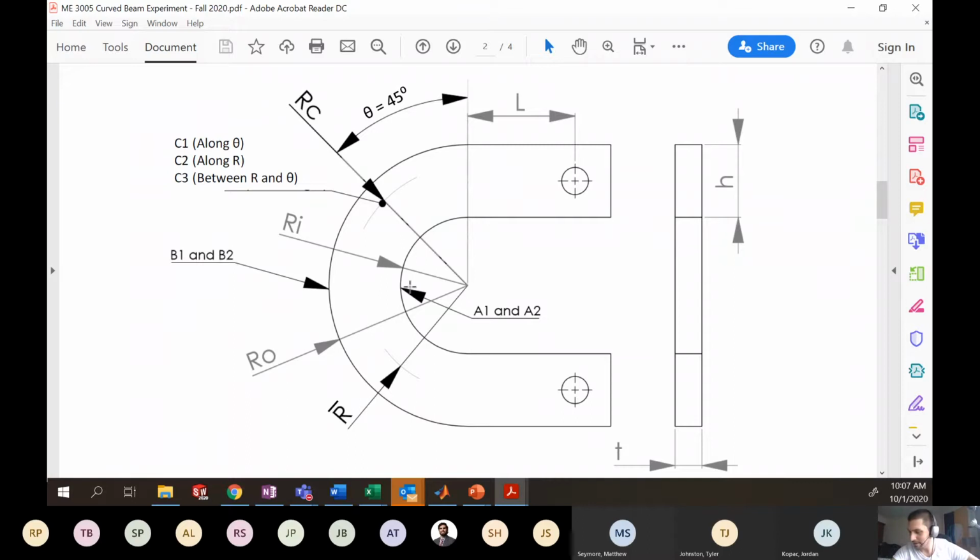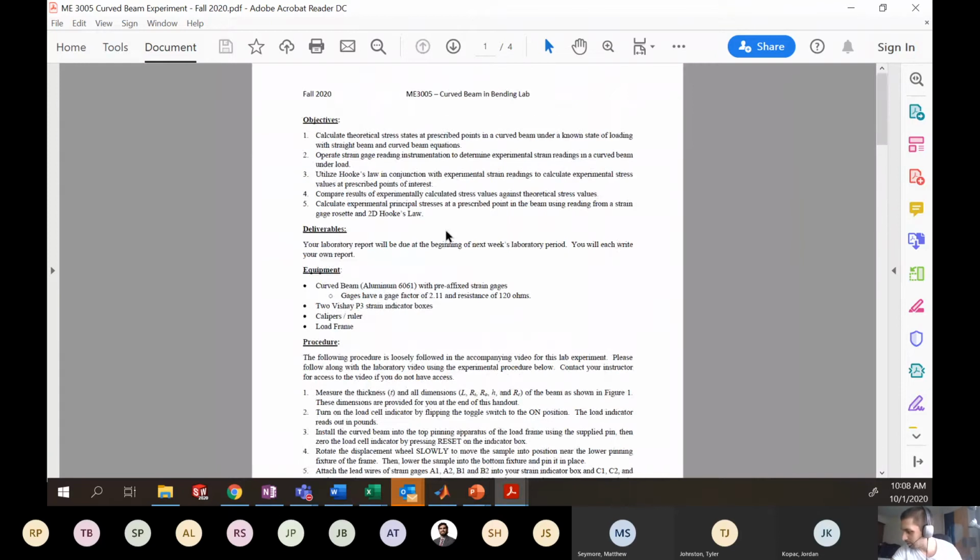So the idea here, again, is we're going to get strain values at the inner edge and the outer edge, transform those strains into stresses that we have experimentally, and then compare those experimental values to theoretical values that you might get from curved beam and bending equations. Okay, so that's the general idea of what's happening in this particular lab.